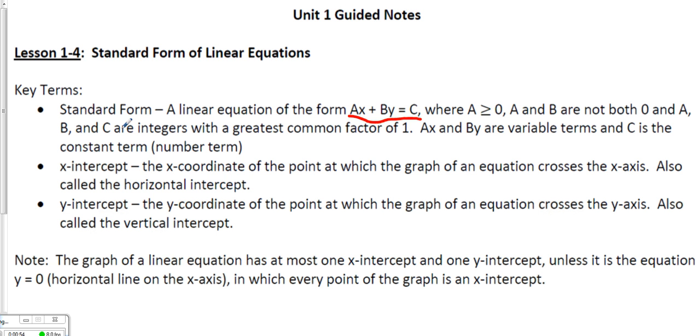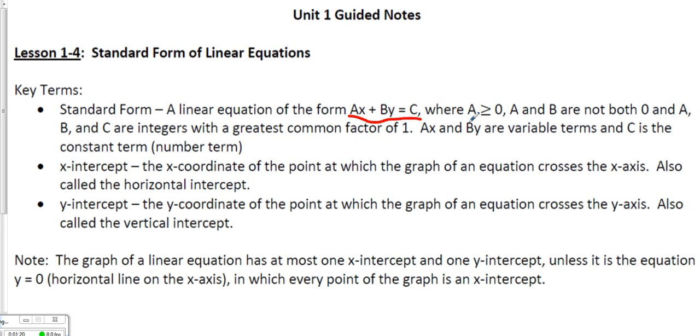A, b, and c are all integers with greatest common factor of 1, which means you can't have fractions on these. And let's say it was like 2, 4, and 8. Well, that doesn't make sense because you could divide all of those by 2 and make it smaller. It'd be 1, 2, and 4. Okay, so you always want them to be the smallest integers you can possibly make.